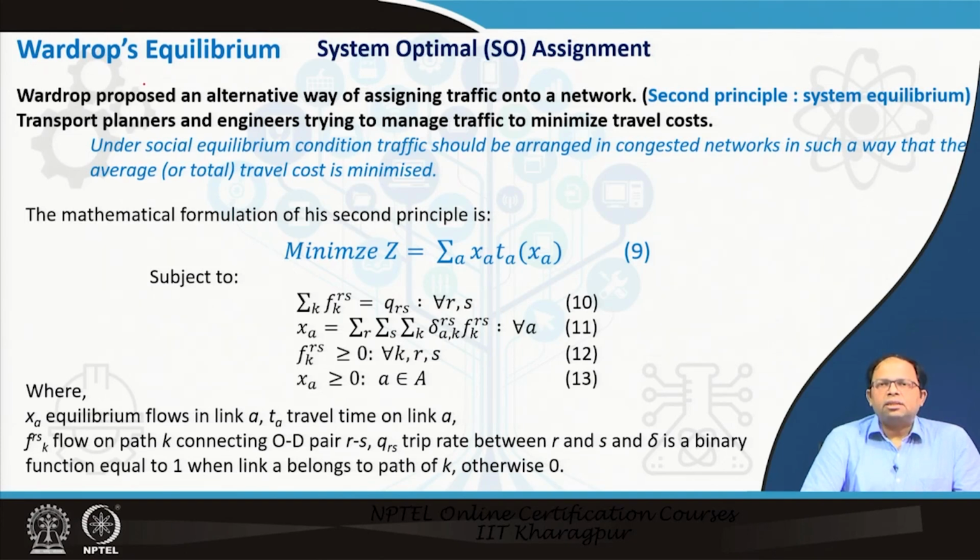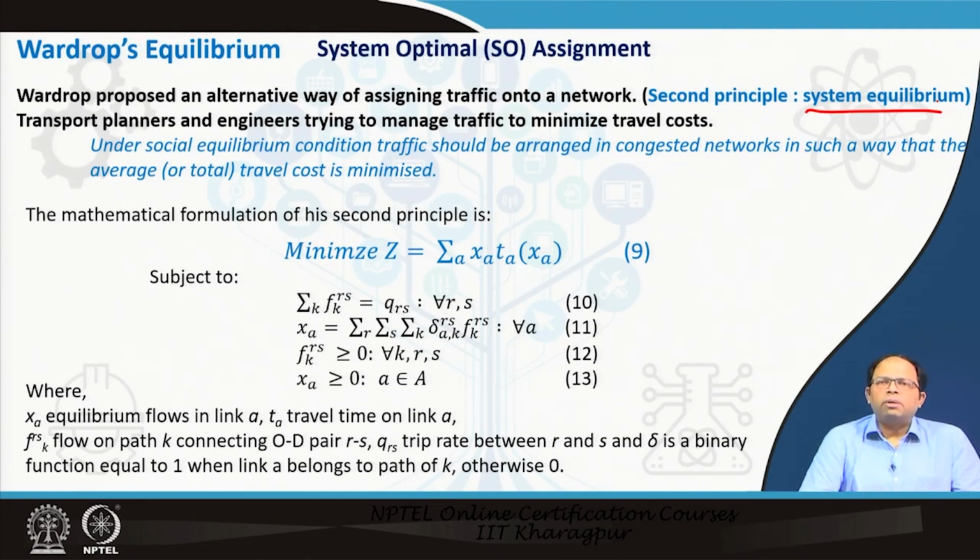we will see another extension of that particular mathematical form, in Wardrop's second principle, which talks about system optimal assignment or SO, where Wardrop proposed an alternative way of assigning traffic onto the network, called the second principle or system equilibrium. Transport planners and engineers who are trying to minimize traffic or minimize travel cost over an entire city could focus on this principle, and by managing travel times, signals or flows in different corridors, people may try to achieve that the overall total travel time spent in the network is the least. So, that means we have to multiply the total volume in each link by the travel time of each link, and this has to be minimized.